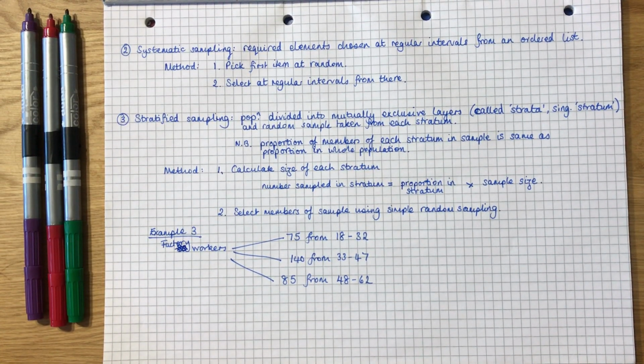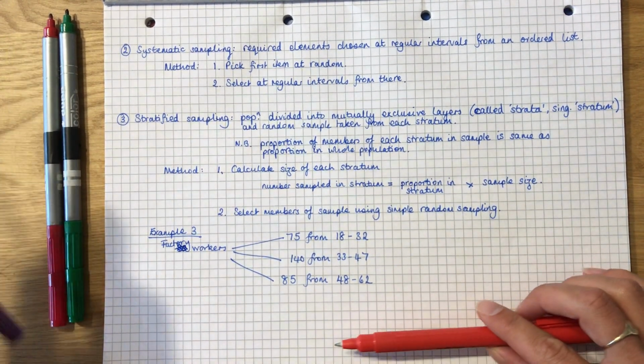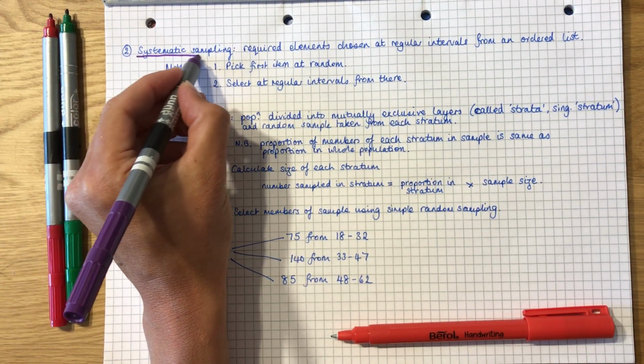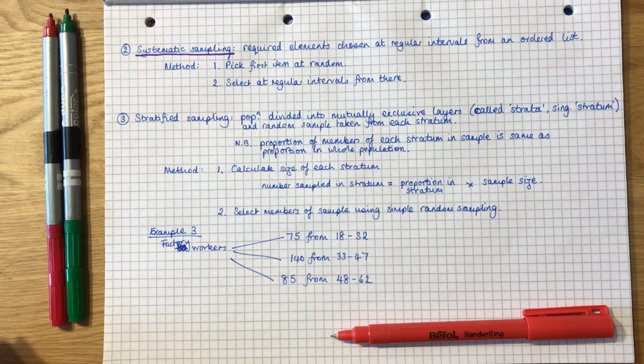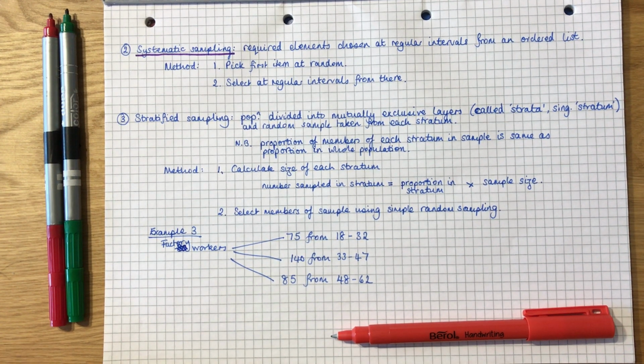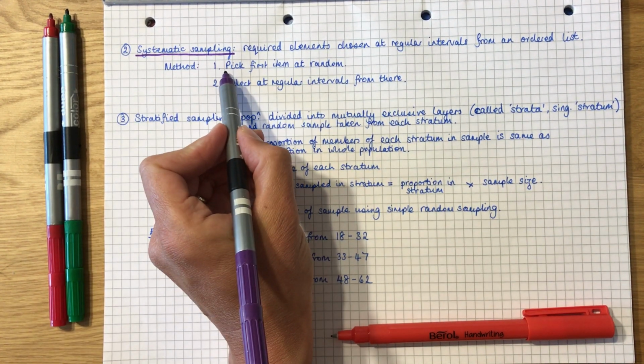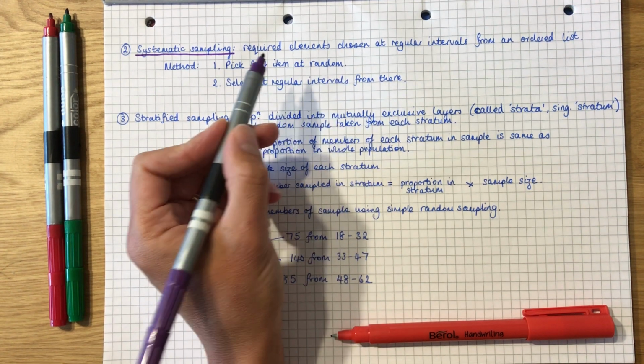The second method of random sampling is called systematic sampling. This is where the required elements or people that you want to choose are chosen at regular intervals from an ordered list. So again, you need a sampling frame, you need your ordered list of 100 members of the yacht club. But what you do is this, you pick your first item at random using a random number generator.